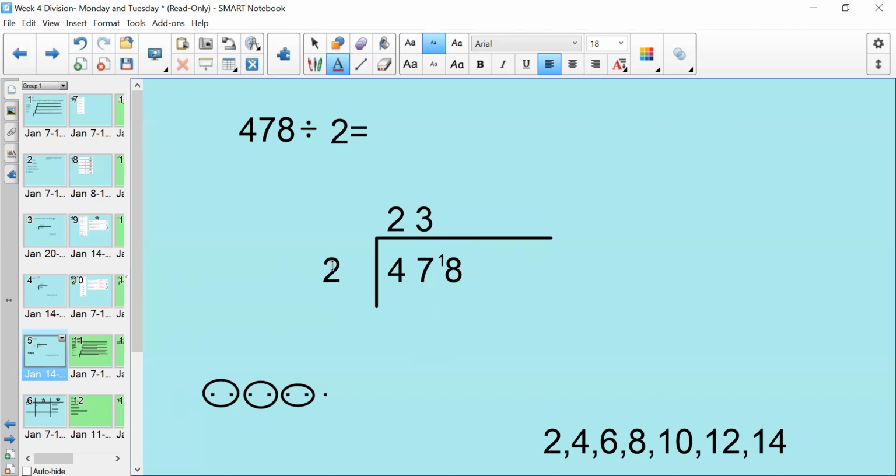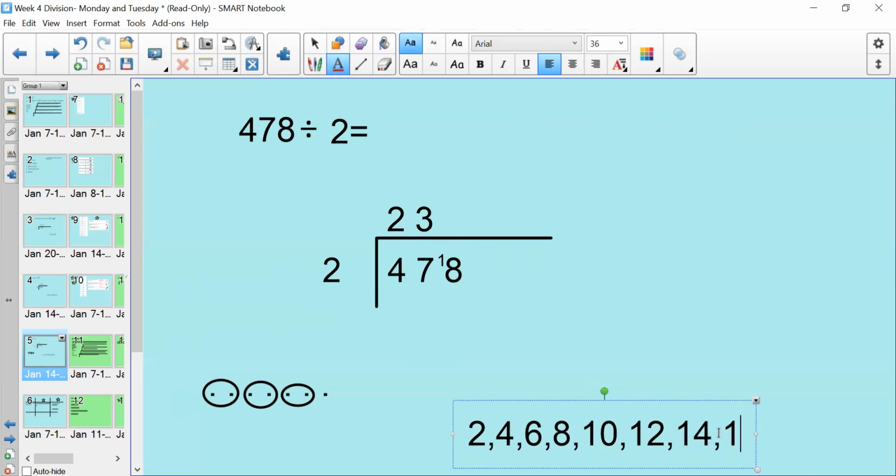Okay, and then we can see that 2 will go into 18 equally because it's an even number. So if we had to carry on counting in 2s after 14, we'd get 16, 18. So we can see it goes in 1, 2, 3, 4, 5, 6, 7, 8, 9. Or you could have used your halving skills, knowing that 18 halved or 18 divided by 2 is also 9. Okay, so the final answer was 239.